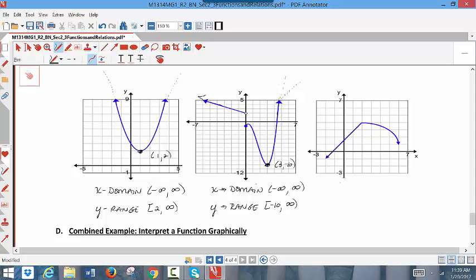Okay, one more example. Your x values are what represent your domain, which is left to right. This is going leftward and down toward negative infinity. It is going rightward.